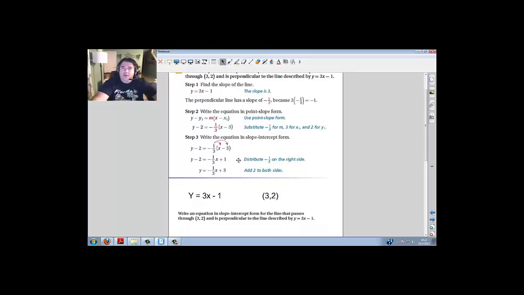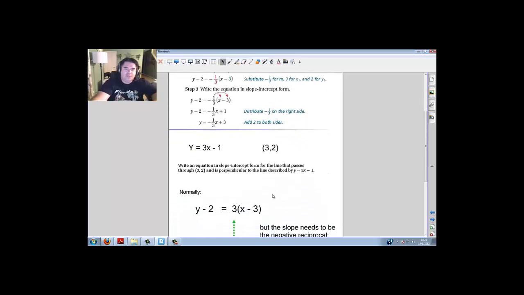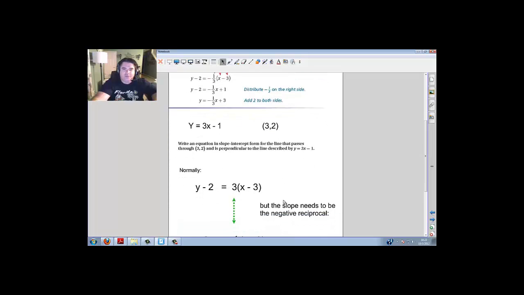My original line is y equals 3x minus 1. I want to run through 3 comma 2. So this line now is down 1, up 3 over 1, up 3 over 1, like this. I want to find one that's perpendicular that goes this way, that's running through 3 comma 2. So we're going to have two things happening here. The first is I want to take this. Normally I would just plug in y minus 2 equals 3 times x minus 3.